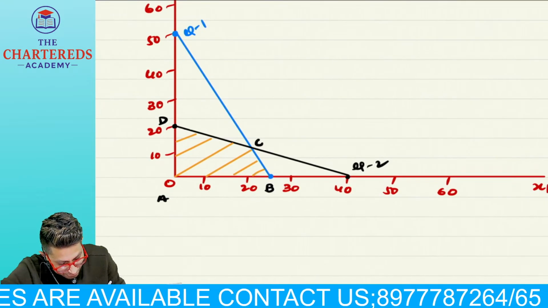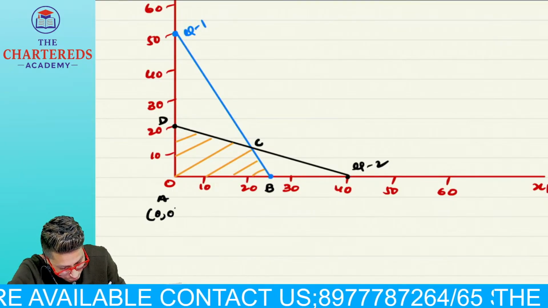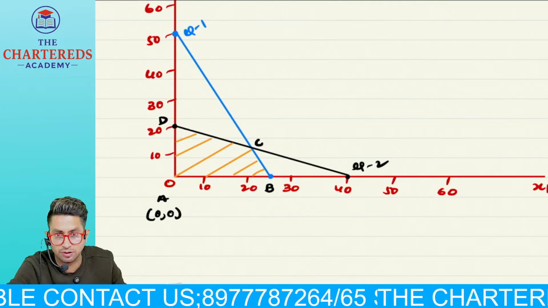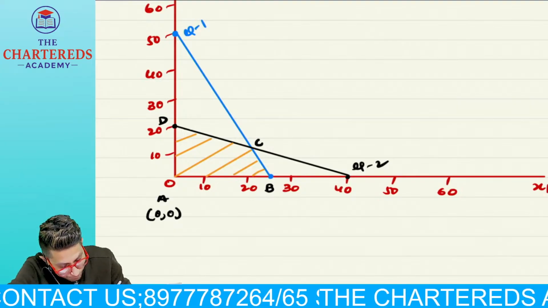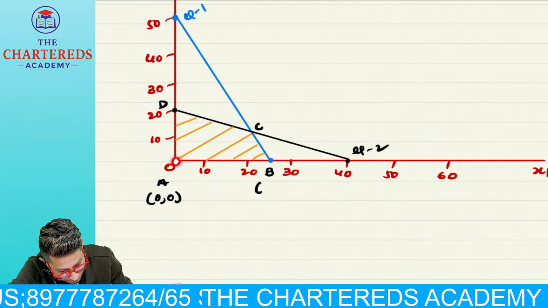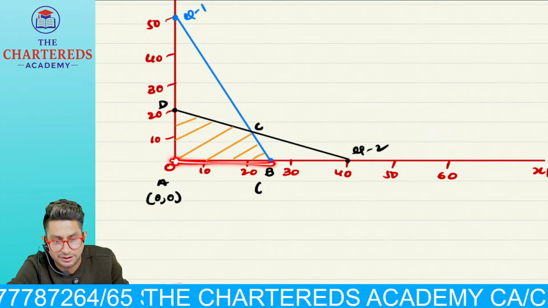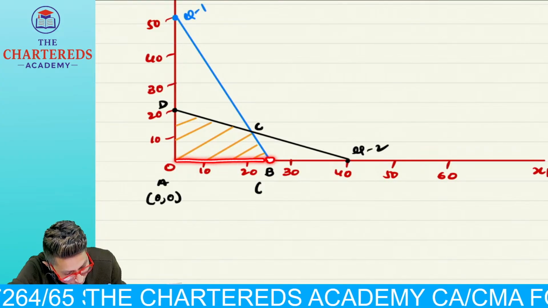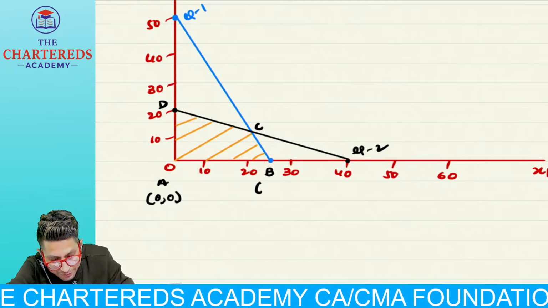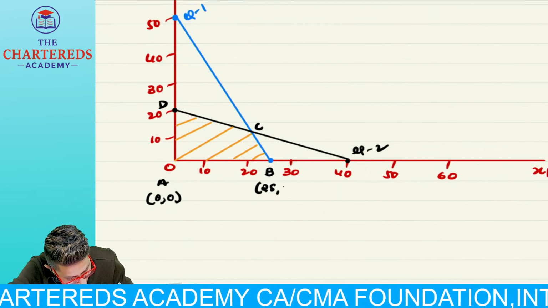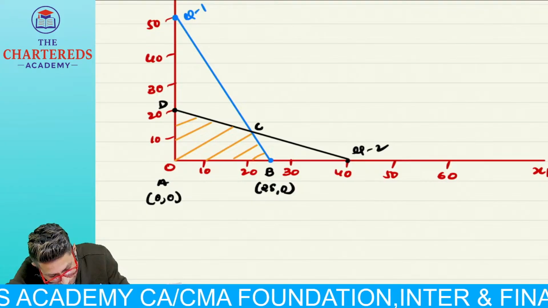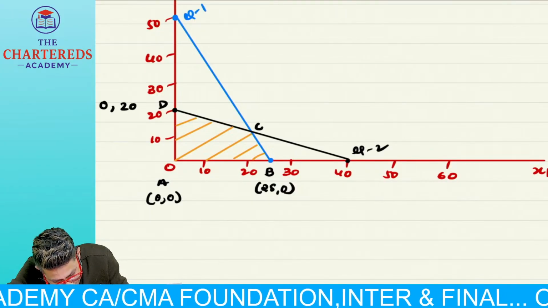So here at A, you tell me x1 is 0, x2 is 0, right? At point A, x1 is 0, x2 is also 0. At point B, x2 is 0. This is the x1 point, right? At this point, B is on which line? X1's value is 25, but x2's value is 0. Next, at point D, x1 is 0, x2 is 20.